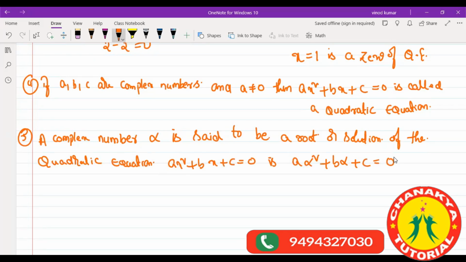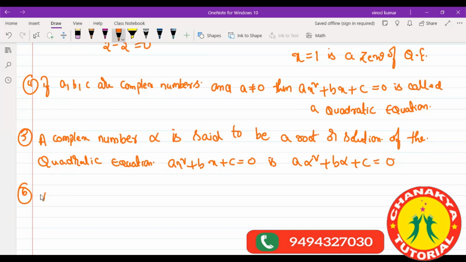Why? Because the highest degree of the variable is 2. The number of zeros or roots depends upon the degree of the equation. Suppose the given equation has highest degree 3, then that equation has 3 roots. If it is 4, then 4 roots.